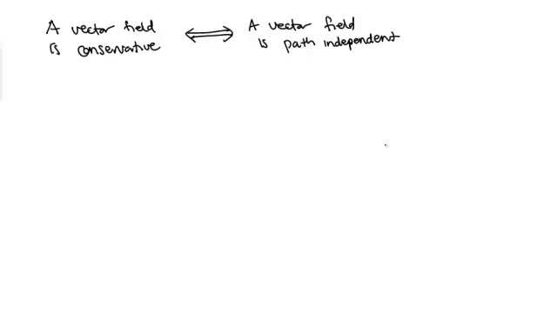The basic argument might go something like this. Suppose you had a vector field that you knew was path independent, and you wanted to go and show that that vector field was conservative.